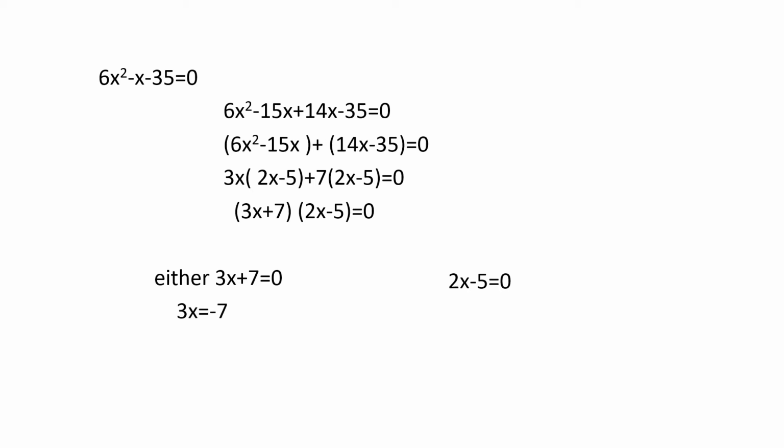If 3x is equal to minus 7, x is equal to minus 7 by 3. Similarly, 2x minus 5 is equal to 0, 2x is equal to 5, x is equal to 5 by 2. So, the roots of the given equation are x is equal to minus 7 by 3 and 5 by 2, which will satisfy the given equation.